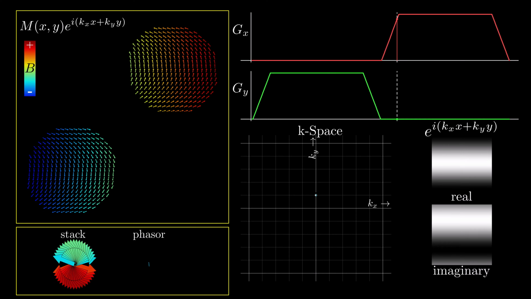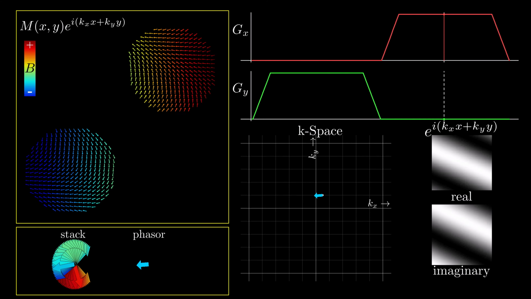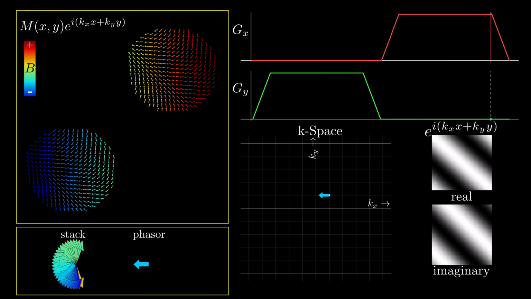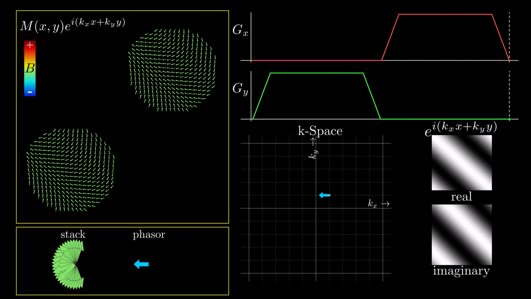Okay, now let's continue and play the x gradient. Look at this. We've wound spins up to a spatial frequency kx equal 1, ky equal 1 in k-space. And here, the spin stack demonstrates a clearer magnitude and direction, which is also reflected in the k-space phasor. So this spatial frequency, kx equal 1, ky equal 1, contains more information related to the overall spatial structure of our spin map.